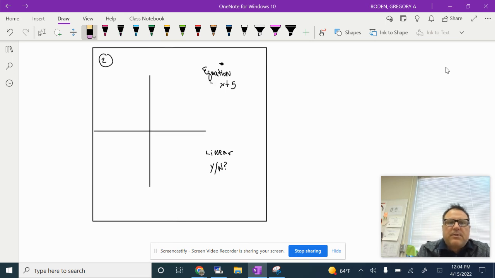And the equation I want you to write in box 2 is y equals 3 over x plus 5. Okay? And so that's box 2. Now go down to box 3.